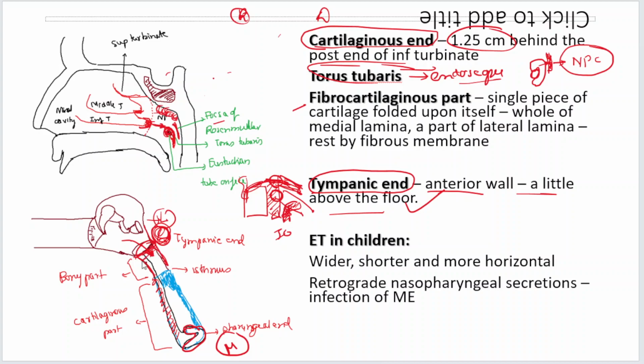The lateral one third is bony, and attached to it is this single piece of fibroelastic cartilage which is basically folded upon itself. This is clearly shown here: it is folded upon itself to form the complete medial lamina and a part of the lateral lamina. The rest of it is closed by the fibrous membrane. One more important thing from the clinical point of view: what is the eustachian tube like in children?